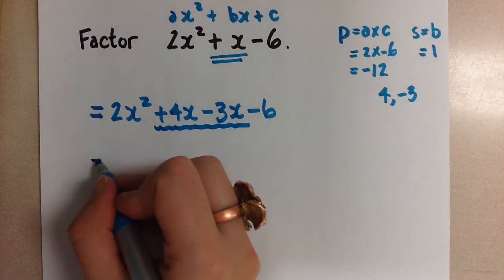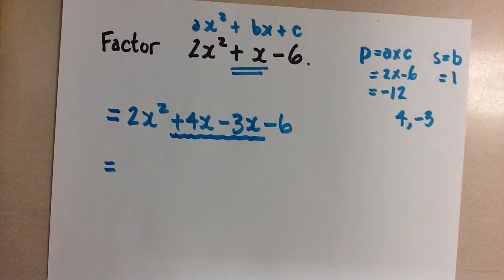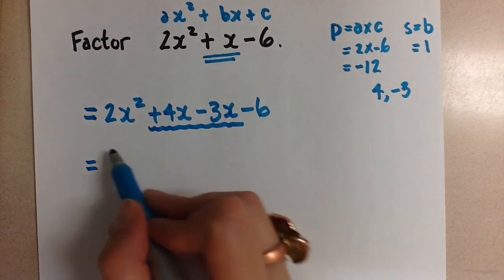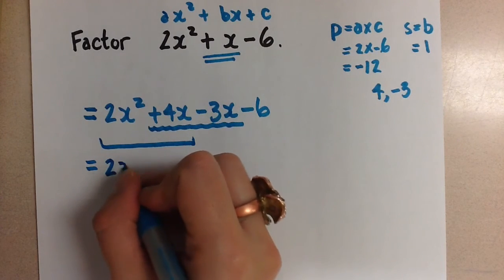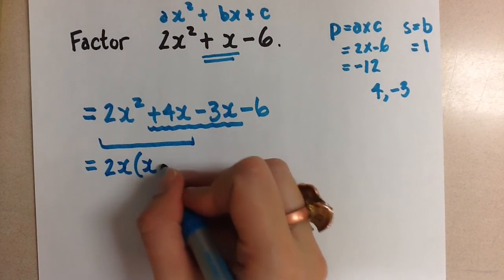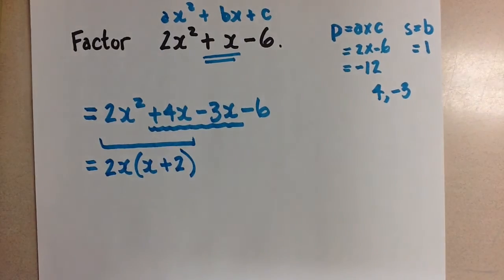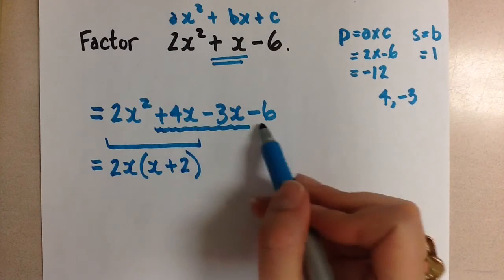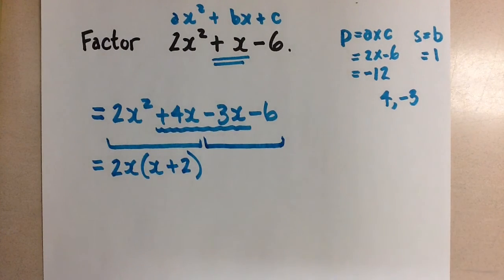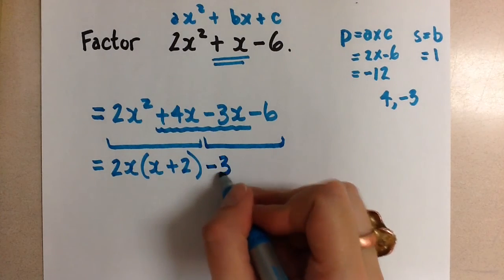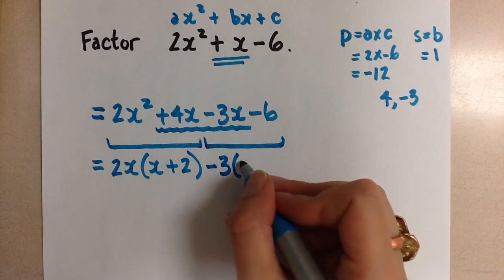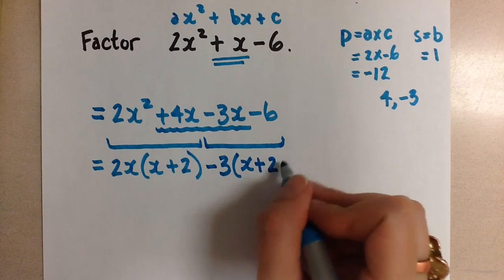Making use of this now, we're going to do factoring by grouping. Look at the first two terms only and take out a common factor. The common factor for 2x squared plus 4x is going to be 2x. And that leaves us with x plus 2. Now look at the second two terms, and we're going to take out a common factor with those two terms. In this case, it's going to be a negative 3. And when we take out negative 3, we're left with x plus 2.